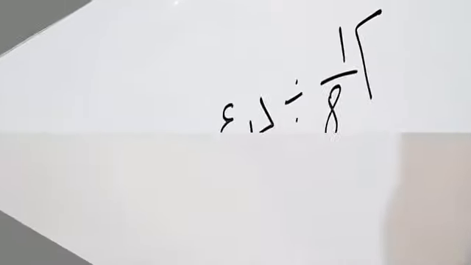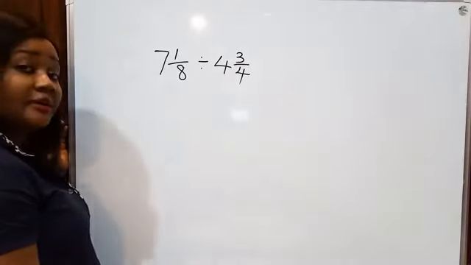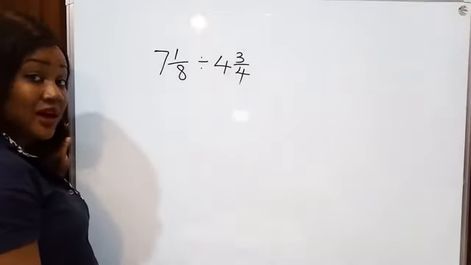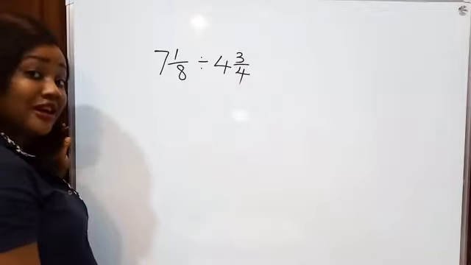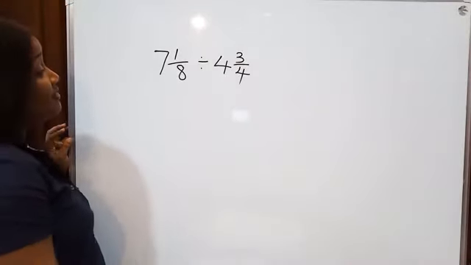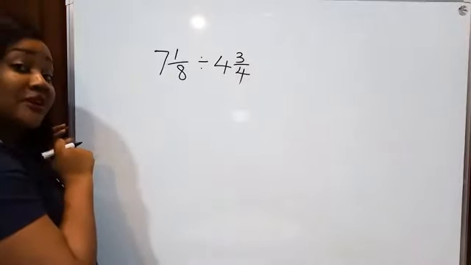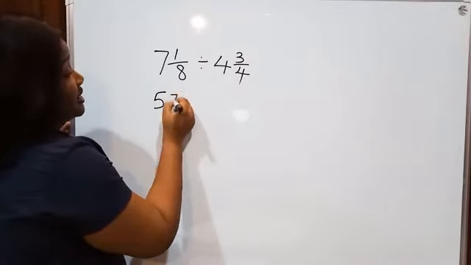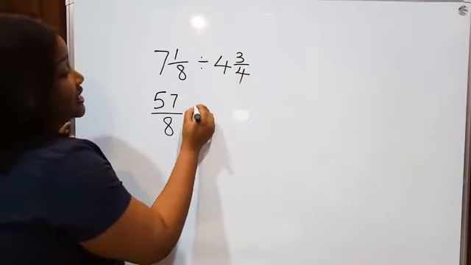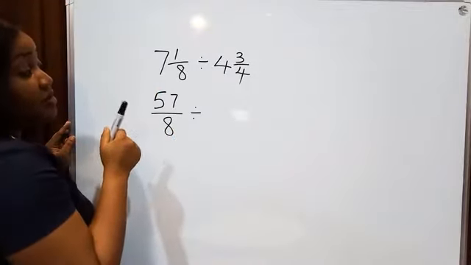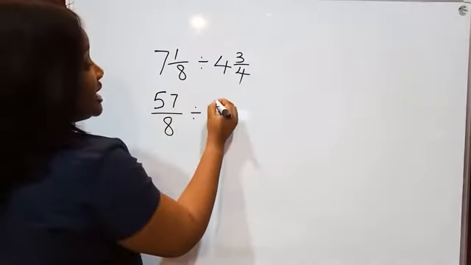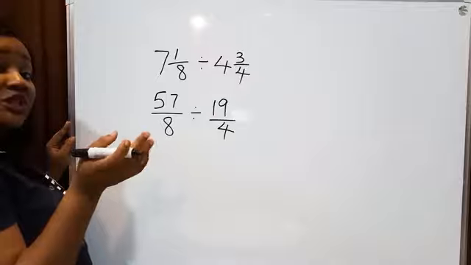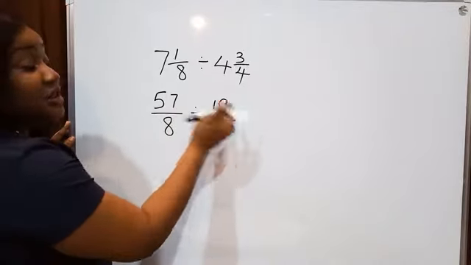Easy, isn't it? So given this to simplify or to solve, they are both mixed fractions. So first things first, we have to convert them to improper fractions. Converting them to improper fractions, we have 8 times 7 to give us 56. 56 plus 1 gives us 57. We have 57 over 8 divided by, converting this one, we have 4 times 4, 16. 16 plus 3, 19 over 4. Now the next thing is to change our sign and find the reciprocal.